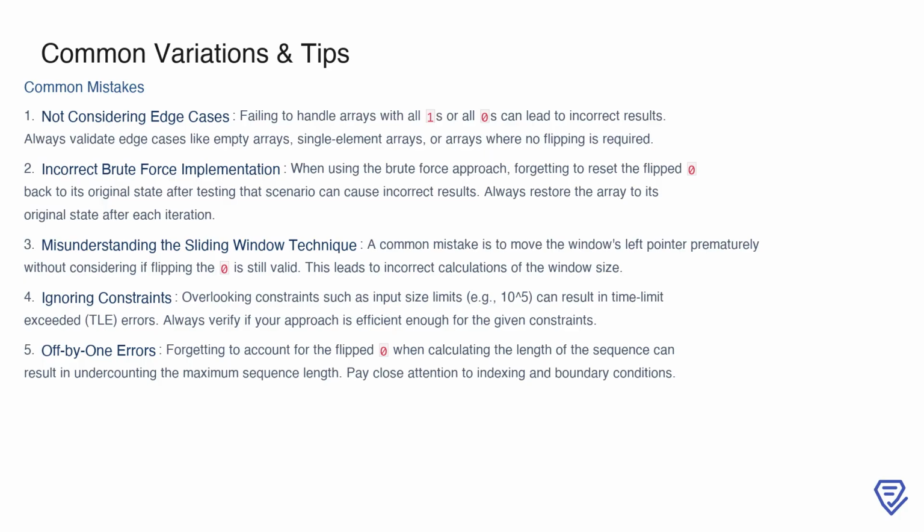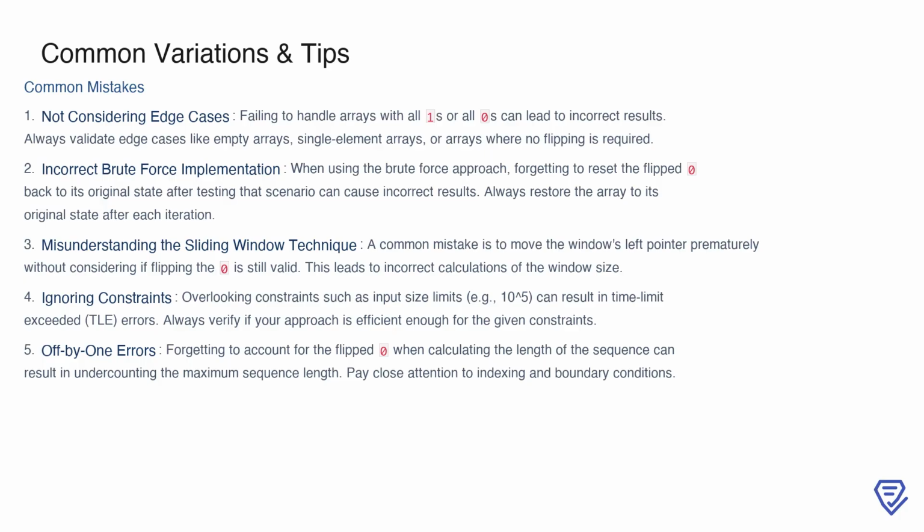For example, arrays with all 1s or all 0s, or even empty arrays and single-element arrays, often require special attention. Always validate these scenarios to ensure your solution handles them correctly. Another mistake is implementing a brute force approach without resetting the flipped 0 back to its original state after testing. This can cause inaccurate results, so it's critical to restore the array each time.